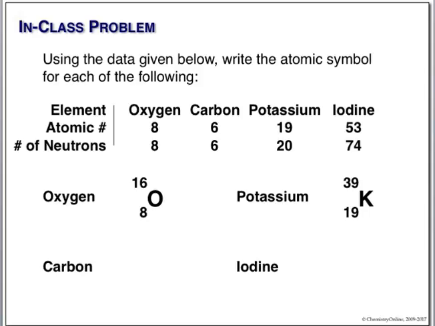Carbon. 6 and 6 are 12. C is our symbol. 6 is our atomic number. And finally, iodine. Now I need a calculator to do this. 127. So 53 plus 74 is 127. I is our symbol. 53 is our atomic number. And it looks like that.